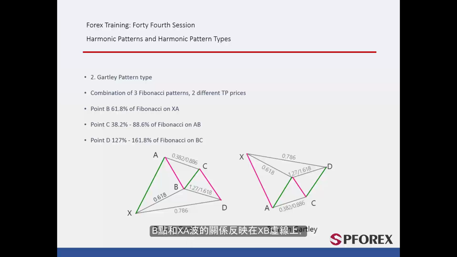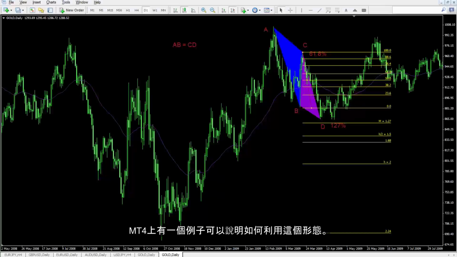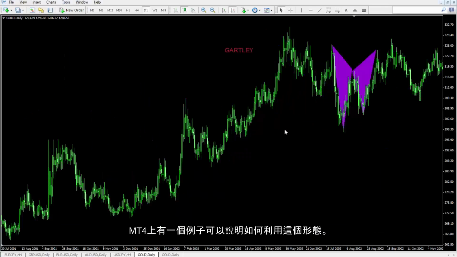The relation between the point B and the XA swing is shown on the dashed line XB. Also, the relation between C and AB line is indicated by the dashed line AC. Finally, the relations between D and BC and D and XA are specified by the dashed lines BD and XD respectively. An example on the MetaTrader 4 platform would clarify how to exploit this pattern.